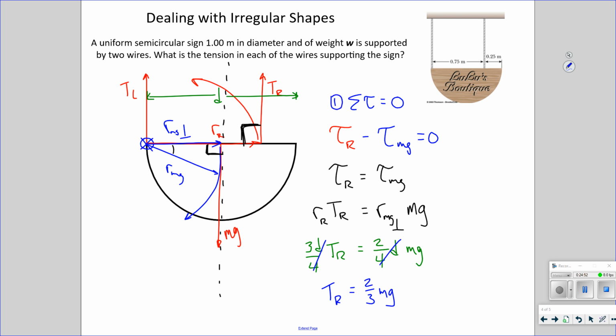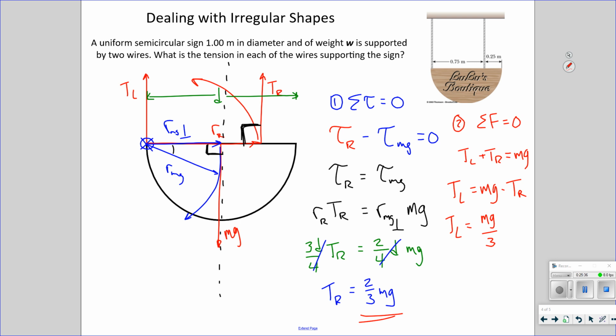Number one is a net torque analysis. Number two, now there are three forces, two of which we know. So let's now write net force equals 0, and we get T_L plus T_R equals mg. T_L is, well, mg minus 2/3 of mg, that's 1/3 of mg. Each of those two ropes have to add to the weight force. So one of them is 2/3 of the weight, the other one is the other third.